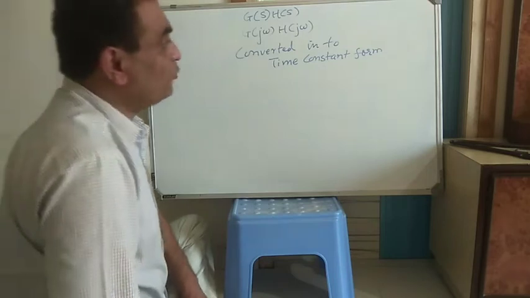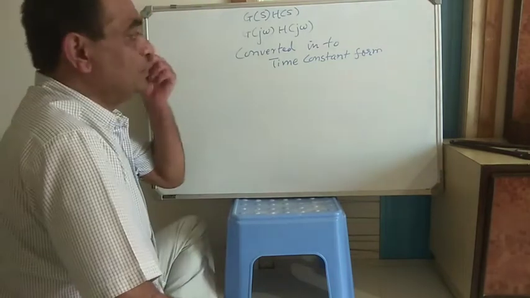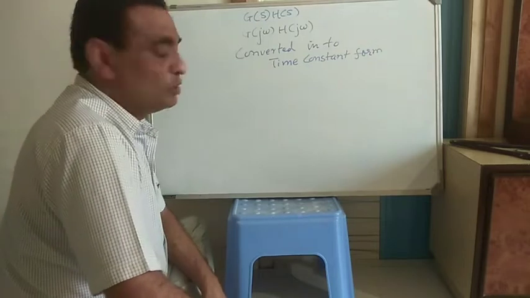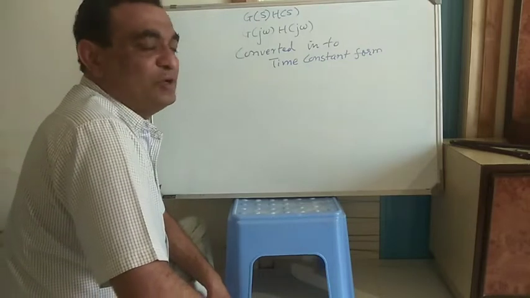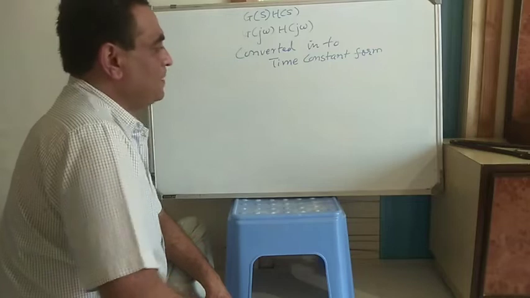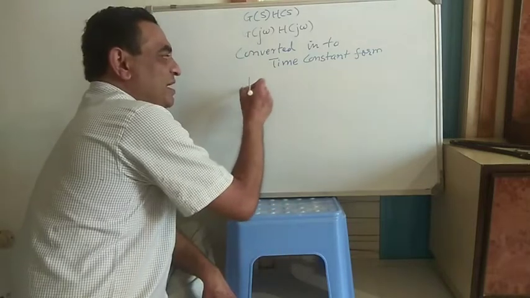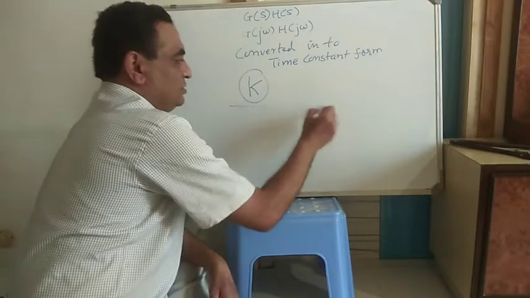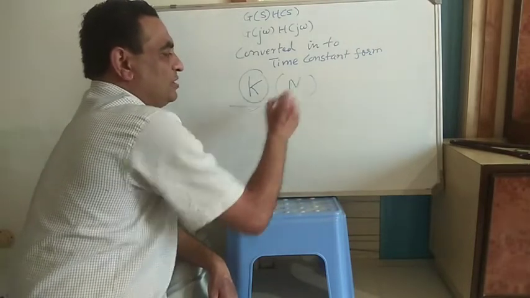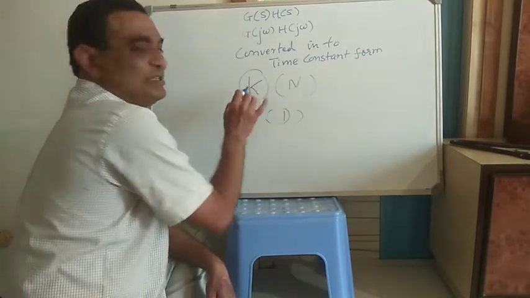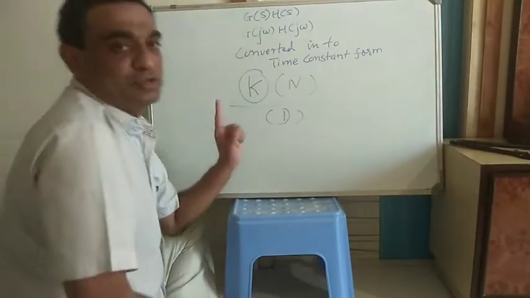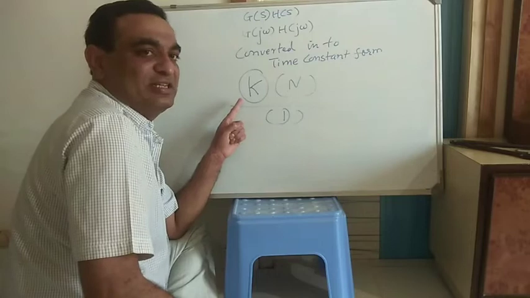Yesterday there were a few queries regarding the time constant form, so I have given you the assignment also. In that assignment you need to find the steady state gain. The steady state gain K is the constant term which is left, alone, after converting your transfer function into time constant form.